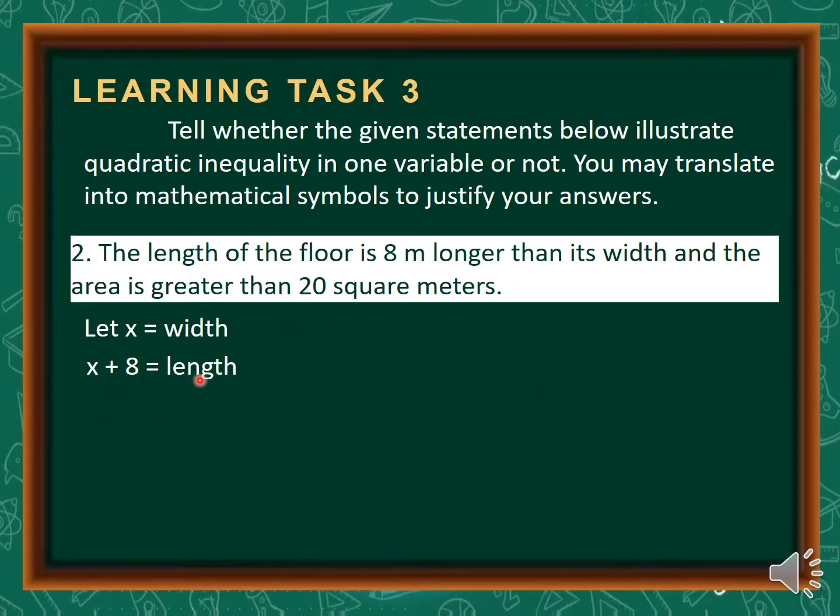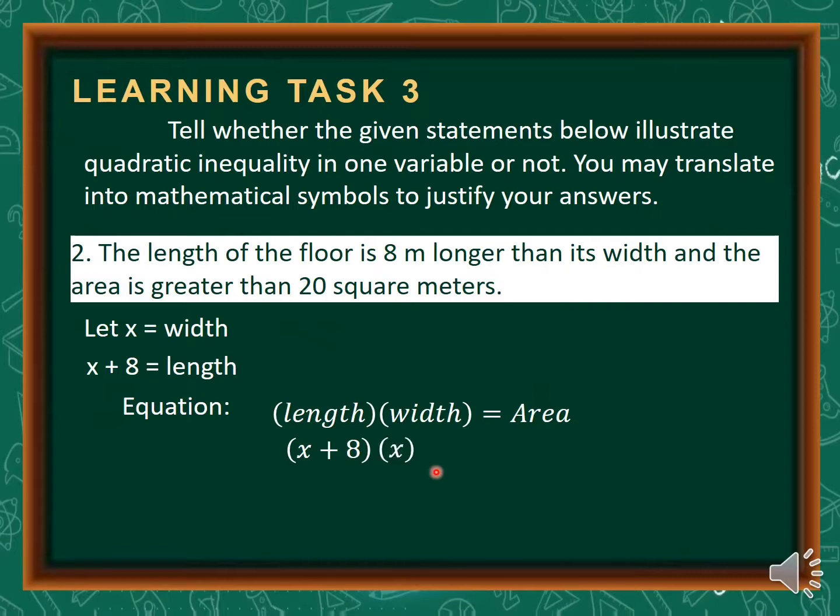That is our length. And the area is greater than 20 square meters. So we all know that, in forming the equation, the area for the rectangular shape is length times width. So length times width is equal to area. If length times width is equal to area, we will substitute the values. Ang length natin is x plus 8 and then the width is x. So ita-times lang natin x plus 8 times x is equal to area. But take note that in our given problem, sabi dyan, the area is greater than 20 square meters. Itong area daw na to is greater than, mas malaki sa 20 square meters. So this is how you represent it.